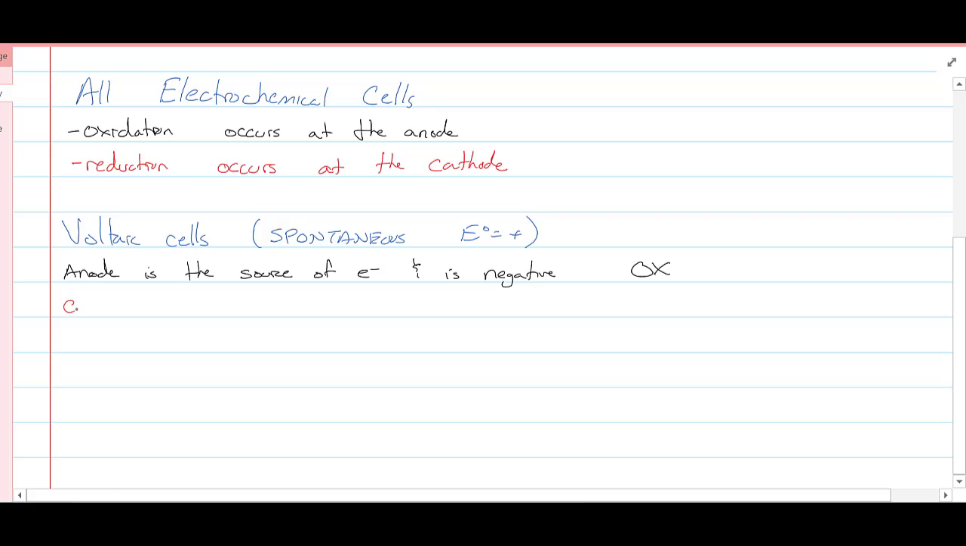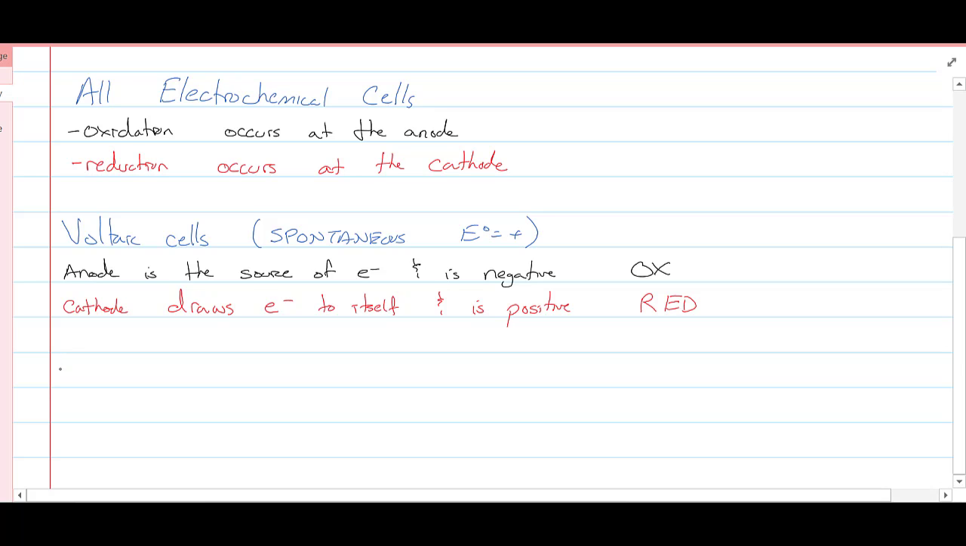The cathode, well, not is, draws electrons to itself and is positive. So that's where the reduction happens.